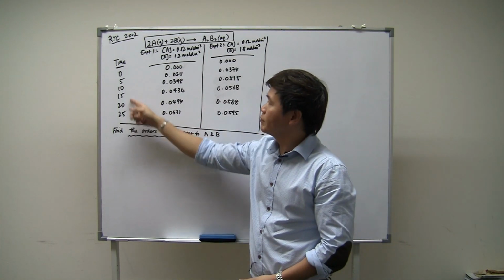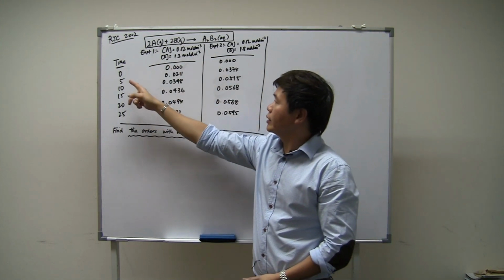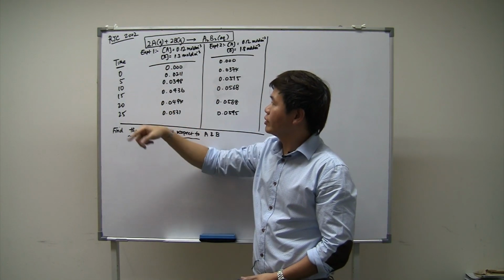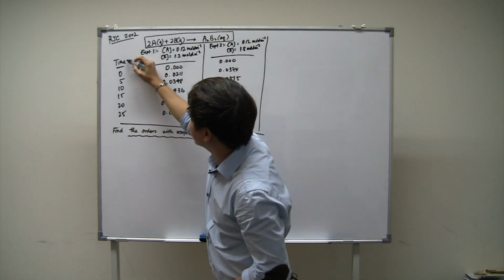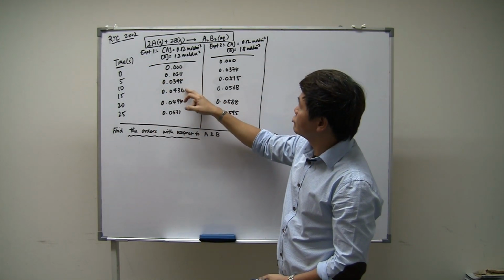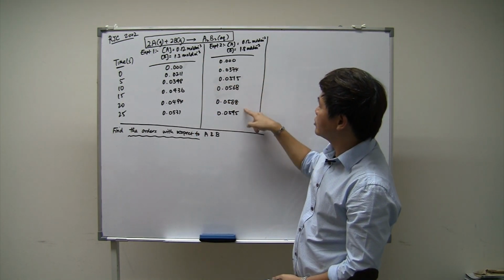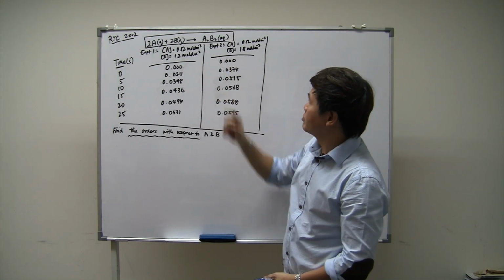There are two experiments conducted, experiment 1 and experiment 2, and at different time intervals, every 5 seconds, this is in seconds, right? Basically, what was determined were the concentrations of A2B2. These are the concentrations of A2B2 in the two different experiments.